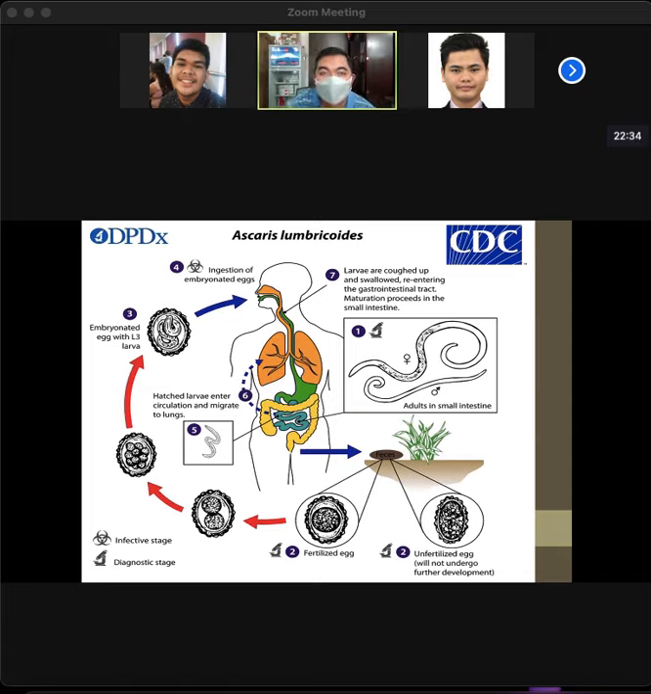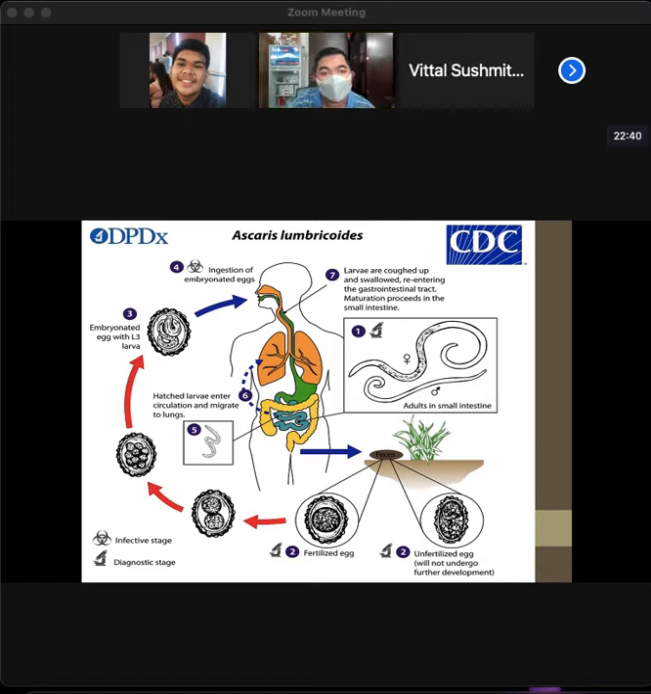So we start first with the Ascaris lumbricoides from its cycle. From the ingestion, as you can see here, from the unfertilized egg until this will be fertilized. What is the infective stage of this? It is the embryonated egg. The diagnostic stage is the presence of either fertilized or unfertilized egg. From its life cycle as we trace, from the embryonated egg containing the larvae, there will be an ingestion of the embryonated eggs containing the larvae.